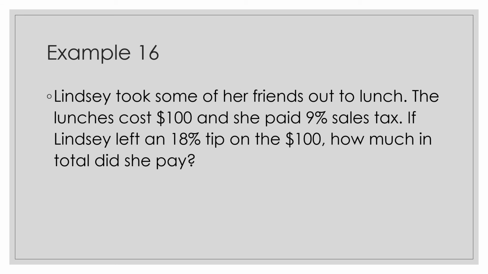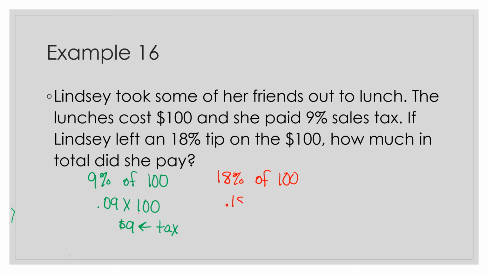So we're going to first calculate our sales tax. She paid 9% of $100, which is 0.09 times 100, which gives us $9. Okay, so that is our tax. Then she left a tip in the amount of 18% of $100, which is 0.18 multiplied by 100, which gives you $18. So that is the amount of the tip.